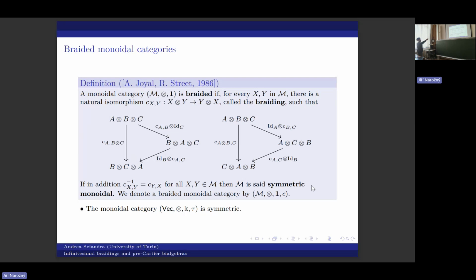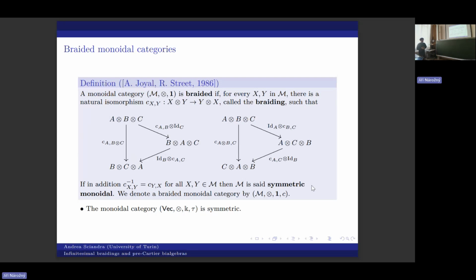And the second diagram tells you how I can flip A tensor B with C. First, I flip B with C, and then A with C. So in the obvious way, I would say. Moreover, if the braiding is involutive, the category is symmetric monoidal, and the braiding is also called symmetry.